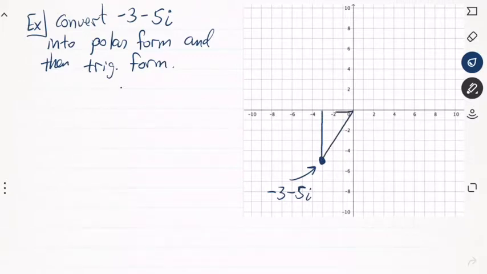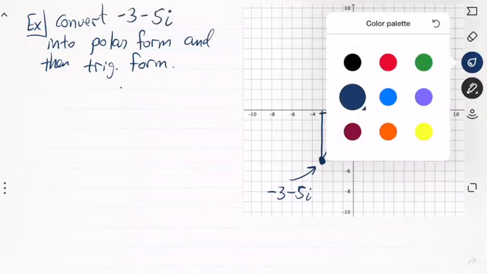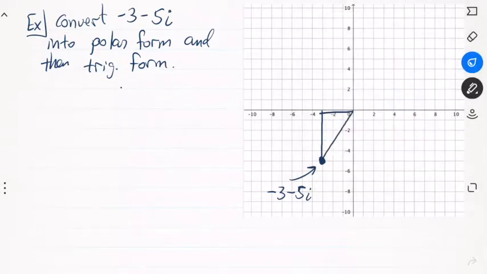And we're just going to label a few things about this triangle. This side is negative 3. This side is negative 5. This is the reference angle of the main angle. Let's call it alpha.